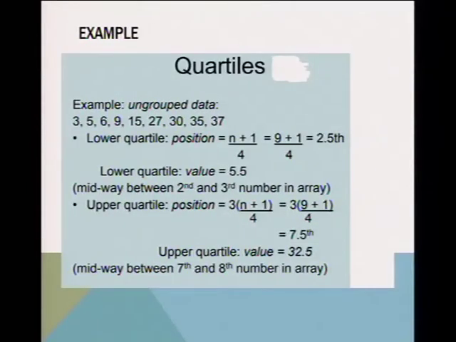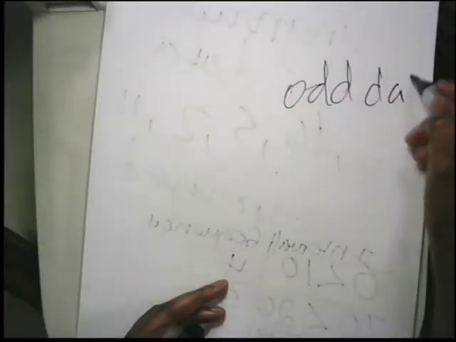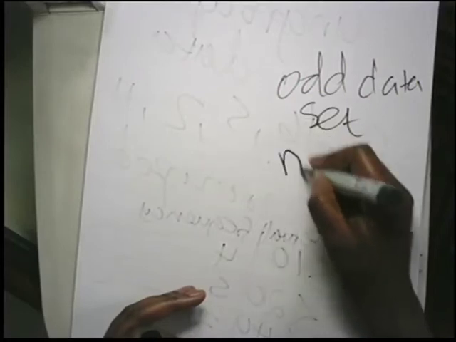Okay, let's say you are given an example of ungrouped data. You have 3, 5, 6, 9, 15, 27, 30, 35, 37. Now, whenever you are given these examples, you should first see if the data is arranged in ascending order. It should start from the smallest to the biggest. Now you can calculate. Okay, one thing that I should not forget when it comes to ungrouped data is that the way you calculate quartiles for an odd data set is not the same as for an even data set. Now when we are talking about an odd data set, we are looking at the number of elements in the data set.